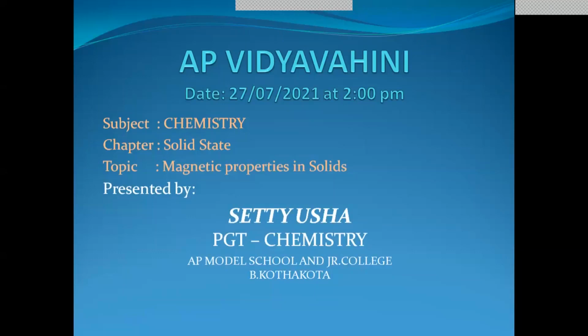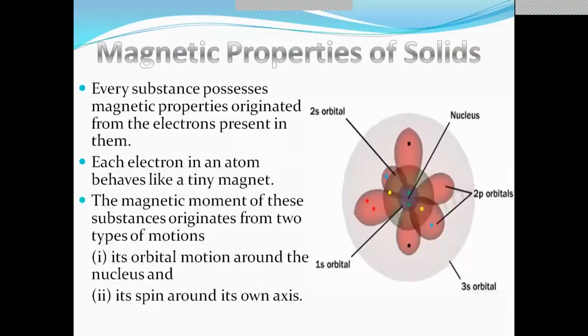So today is the last topic of the solid state chemistry chapter, and that is also one of the important topics: magnetic properties of solids. In the previous class yesterday we came across electrical properties of solids, and in this class one more important set of properties of solids is going to be discussed. They are magnetic properties of solids.